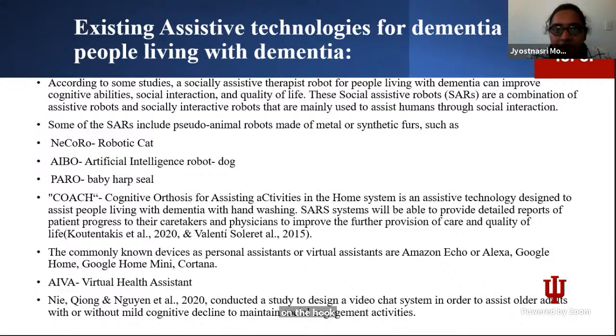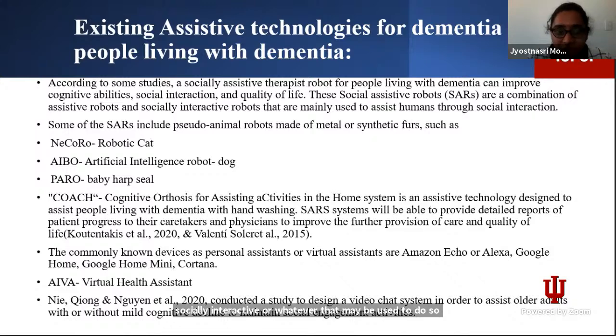According to some studies, social assistive therapist robots for people living with dementia can improve cognitive abilities, social interaction, and quality of life. The social assistive robots include robots and socially interactive robots that are mainly used to assist humans.